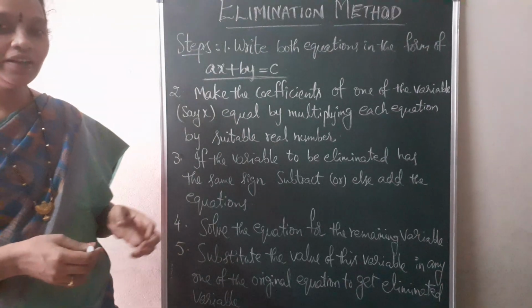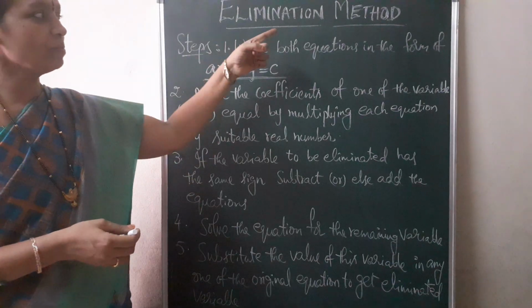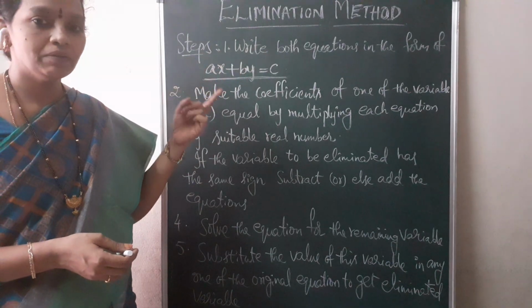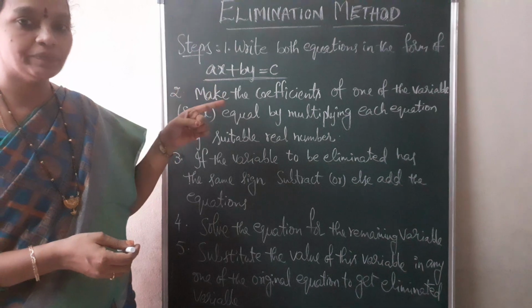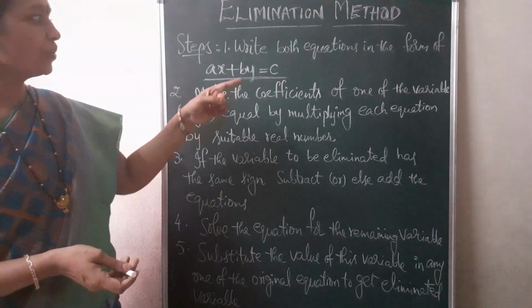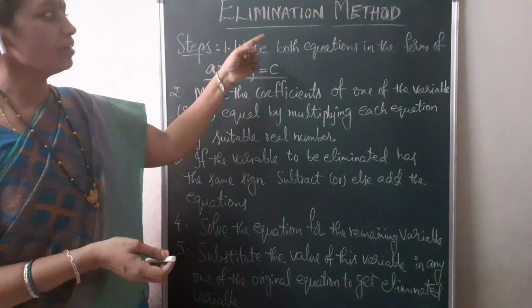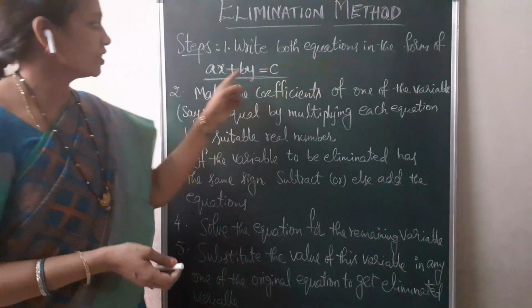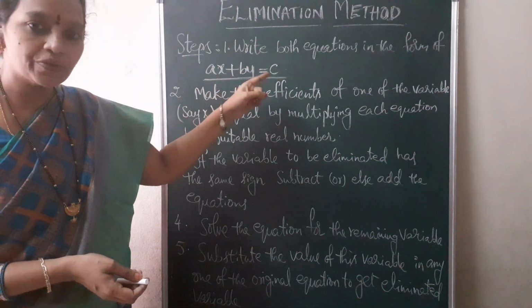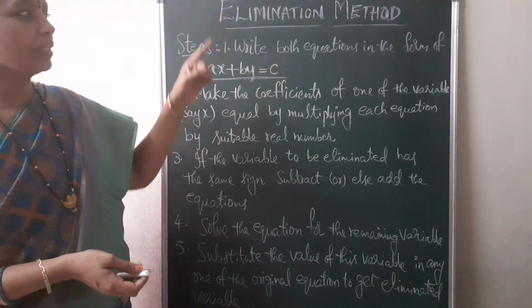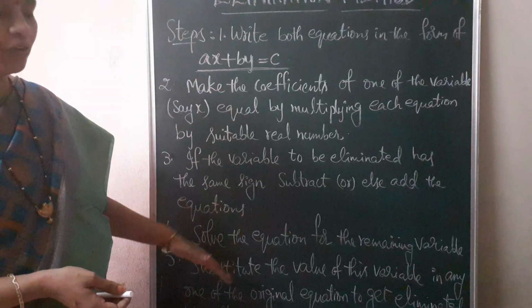In this video, I'm going to explain the elimination method. I already explained the pair of linear equations in previous videos. In continuation, for a pair of linear equations, you have to write both of the equations in the form ax plus by is equal to c. To do the elimination method, these are the steps to be followed.